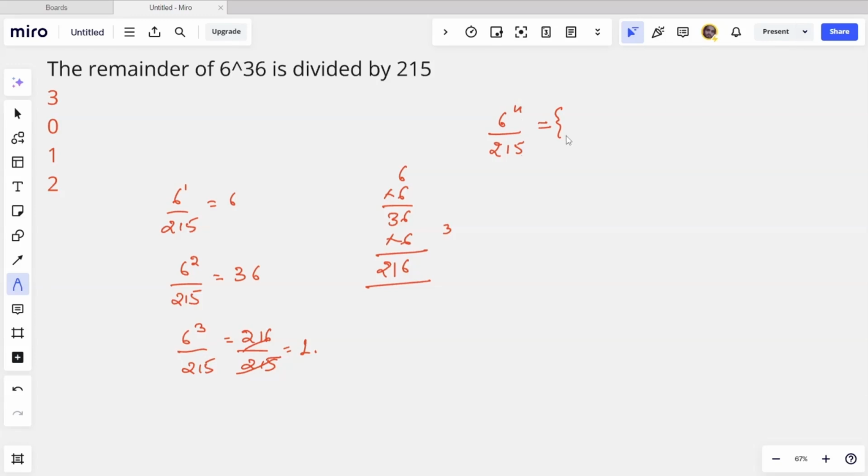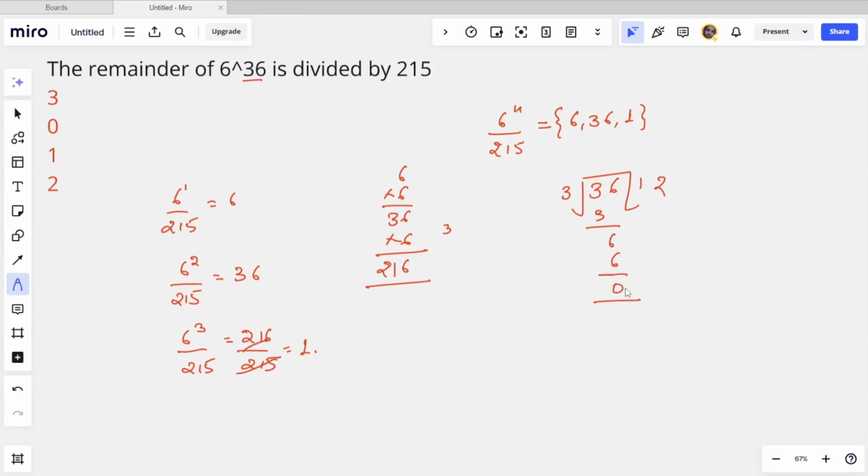a cyclicity of remainder, which is 6, 3, 6, 1. Okay. So as we know, this is our power, and as we also know, we have 3 elements in our remainder cycle, which means we will divide our power by the total number of elements in our remainder cycle, which is 3. So 3 1s are 3, 6 3 2s are 6.